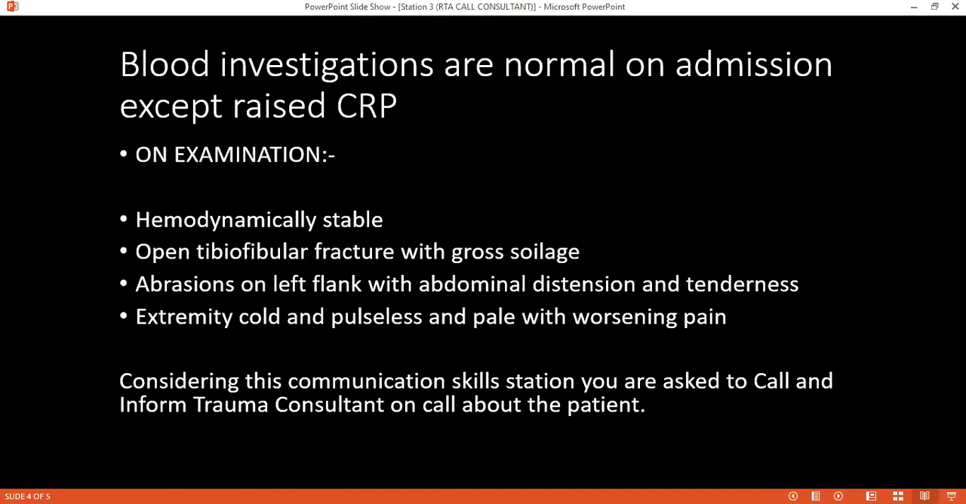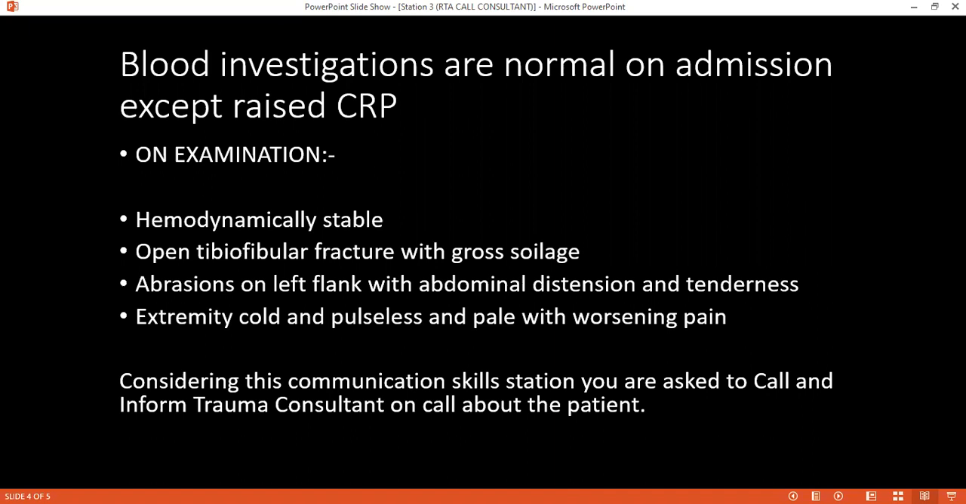Okay, how would you manage the free fluid in the abdomen? I will examine the patient for any signs of peritonitis, whether the patient becomes peritonitic. Also, I will do serial abdominal examinations. If there is any sign of peritonitis, the patient might need laparotomy.